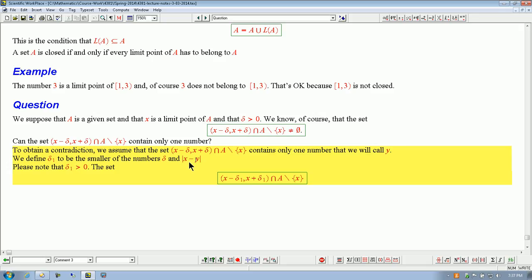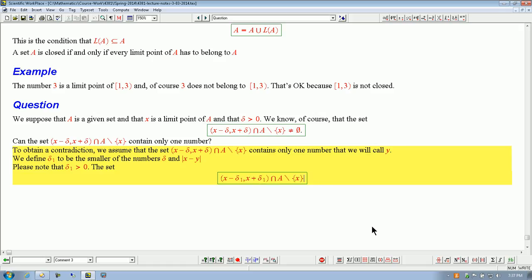But I don't want to explain. Delta 1 is the smaller of these two numbers. So delta 1 is not more than this. Do you understand? Is the distance from x to y less than delta 1? No way. Delta 1 is less than or equal to both of these numbers. The distance from x to y is not less than delta 1. So y is not here. Y is not here, you understand? The only number that could possibly be here is y, and y is not there.